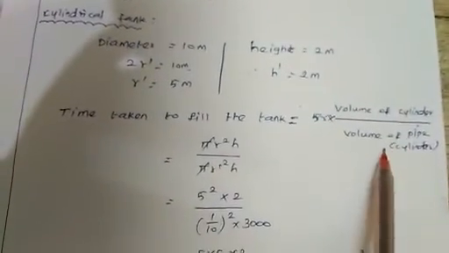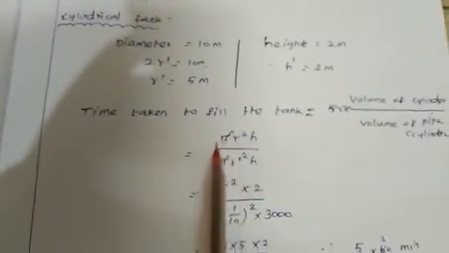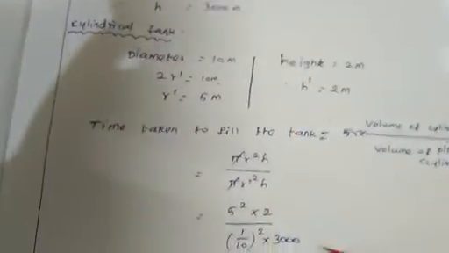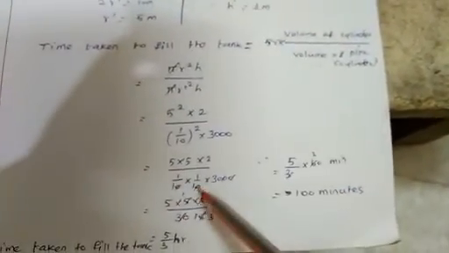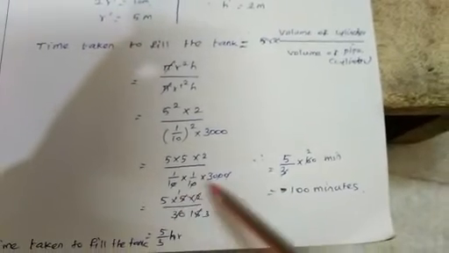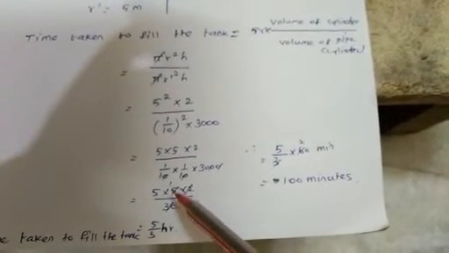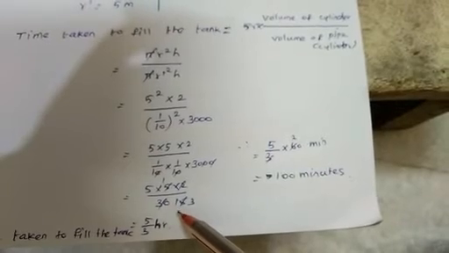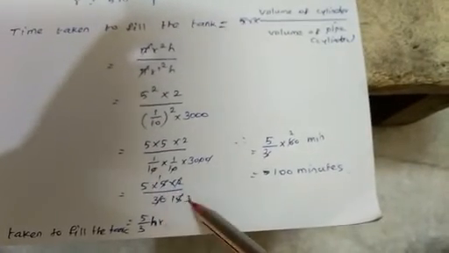So volume of the bigger one divided by volume of the smaller one. So time taken is nothing but volume of cylinder pi r square h divided by pi r dash square h. So here 5 squared into 2. Here r dash squared is 1 by 10, so 1 by 10 whole squared into 3000. So 1 by 10 into 1 by 10. So 3000 zeros we can cancel. So 30. For this 30 and 5, 6 and 6, and 2 3. That is 5 by 3.